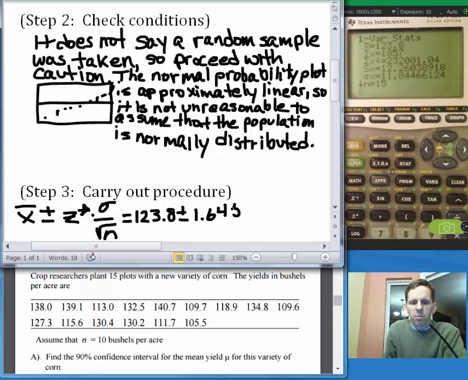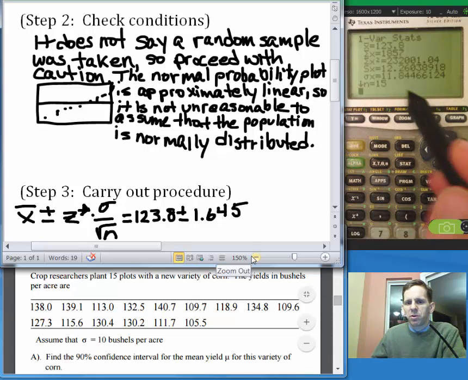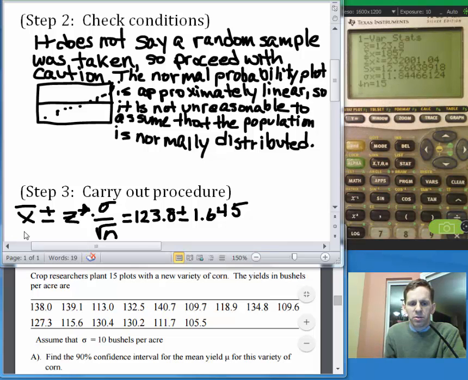Sigma in this problem comes from the data that you see here. It's 10. We are not going to use the sigma that appears on your calculator. Don't use 11.84. We're going to use the sigma that appears down there, which is 10. And for n, we're going to work with our sample size. In this problem, our sample size was equal to 15. So we're going to multiply this by 10 over the square root of 15.